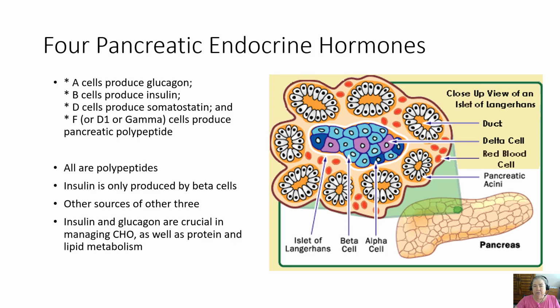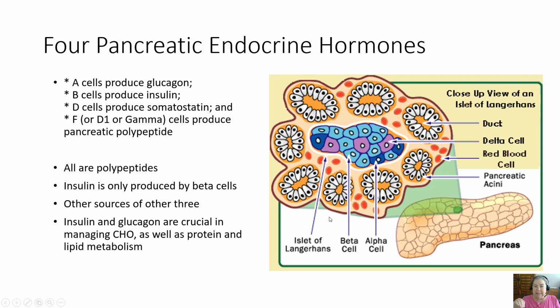The alpha cells shown in dark blue make glucagon. The beta cells make insulin, and you can see that there are more beta cells than any other kind. The delta cells produce a hormone called somatostatin, and the F cells make something called pancreatic polypeptide.